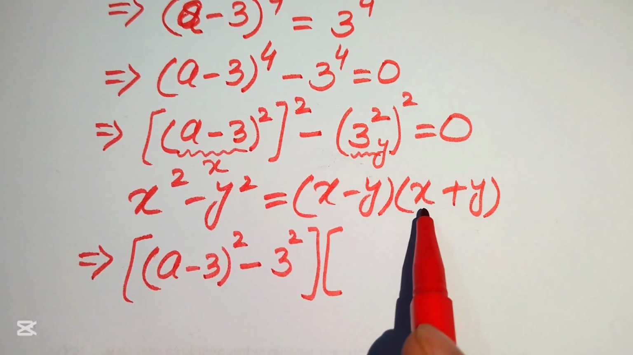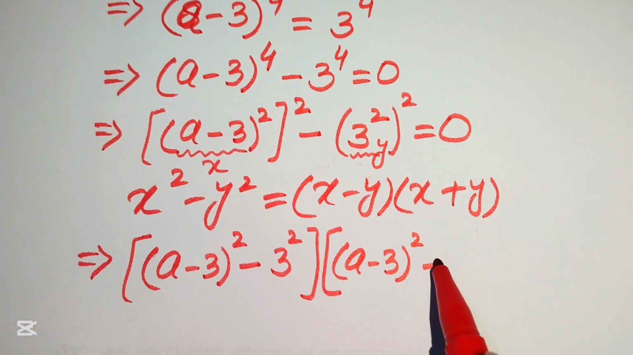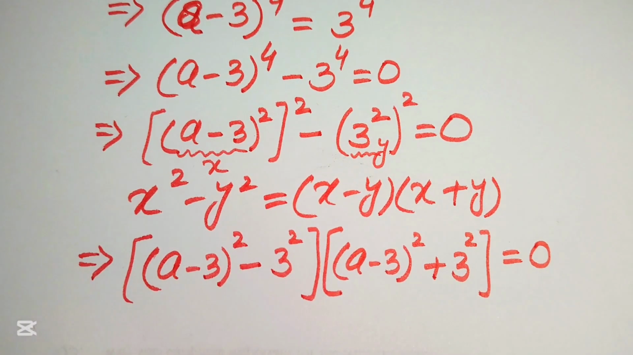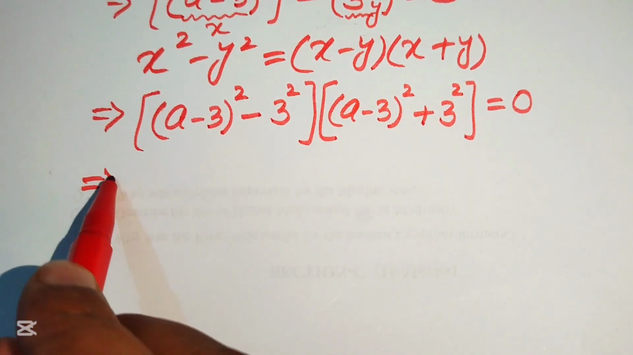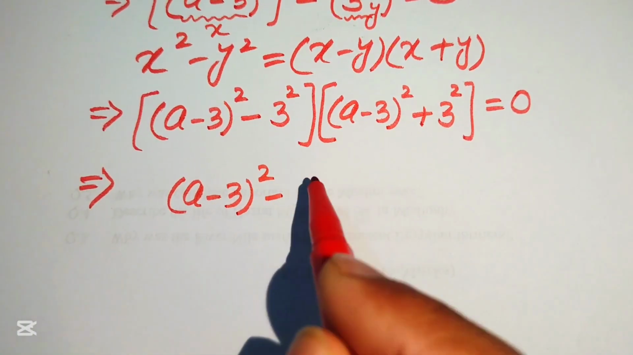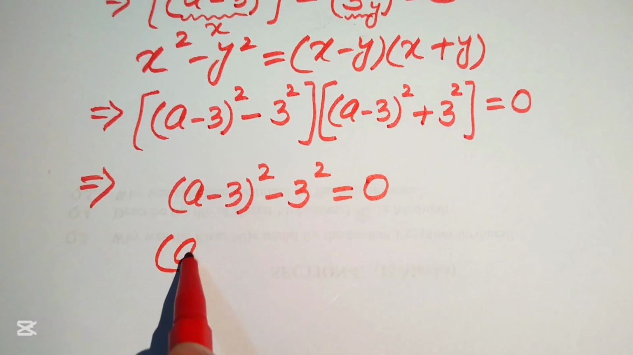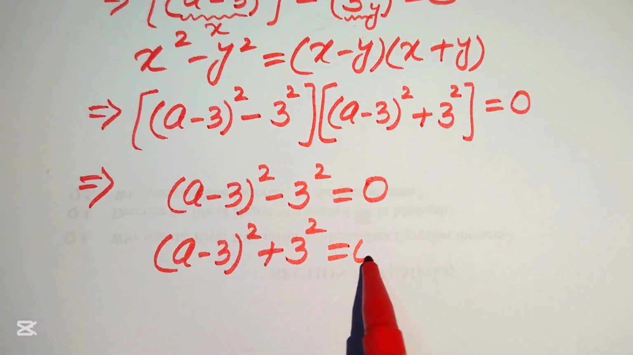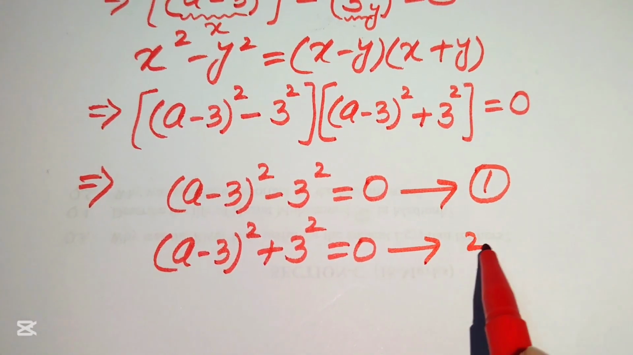And now we write the second factor, x + y. The value of x is (a - 3)^2 plus the value of y, 3^2, and this whole equation equals 0. In the next step we need to divide this equation into two cases. Our first case is (a - 3)^2 - 3^2 = 0, and the second case is (a - 3)^2 + 3^2 = 0. We call the first equation number 1 and the second equation number 2.